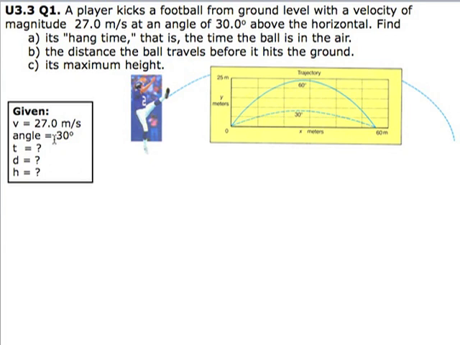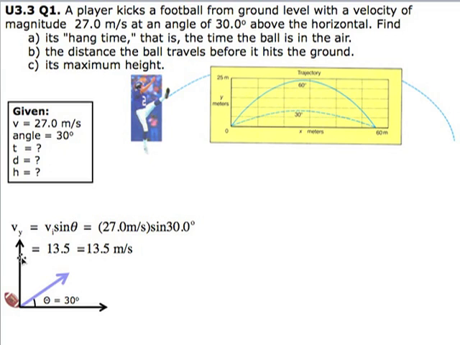The initial velocity at 27 meters per second, and the angle of 30 degrees. Here in the diagram, this purple arrow shows the angle the football is kicked, and what we need to know is the velocity in the x direction and the velocity in the y direction. In the y direction, we use sine, so the initial velocity times the sine of theta. So it's 27 meters per second times sine of 30, and the initial velocity in the y direction is 13.5 meters per second.